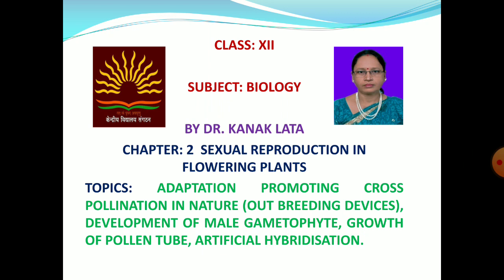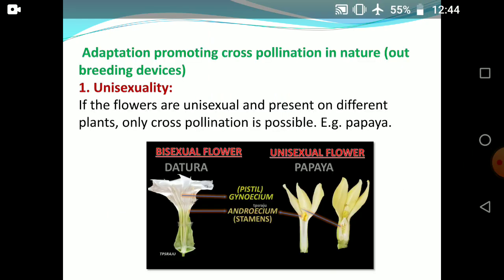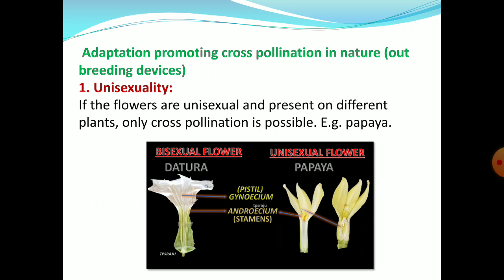Today in this session I am going to discuss few topics of chapter 2, that is sexual reproduction in flowering plants of 12th standard. Today's topics for discussion are adaptation promoting cross pollination in nature, also called outbreeding devices, development of male gametophyte, growth of pollen tube, and artificial hybridization. First of all, let me make you aware about the different outbreeding devices.